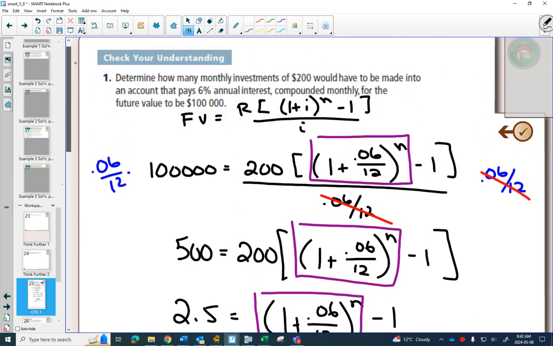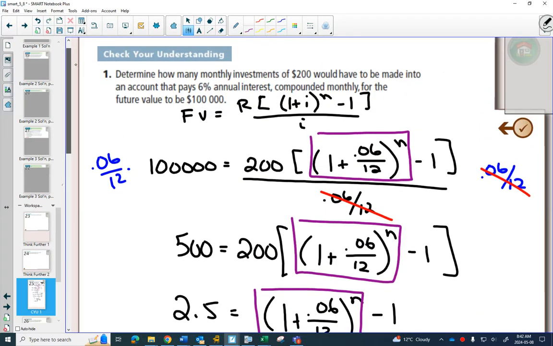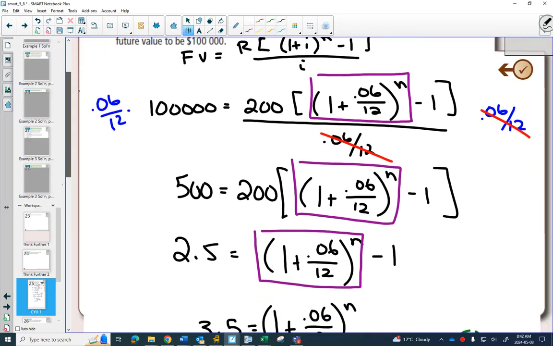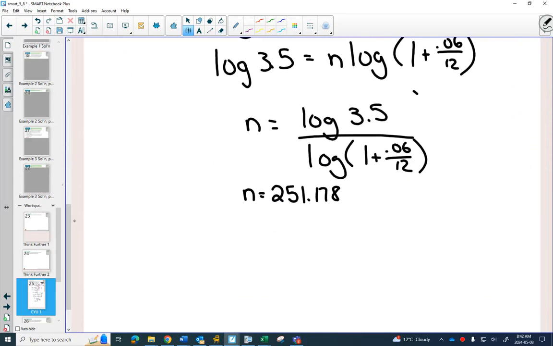Question says, determine how many payments would have to be made for the future value to be $100,000. Now this is an interesting question, because if we round to the nearest payment, we would get 251. But 251 wouldn't be enough payments to get to $100,000.